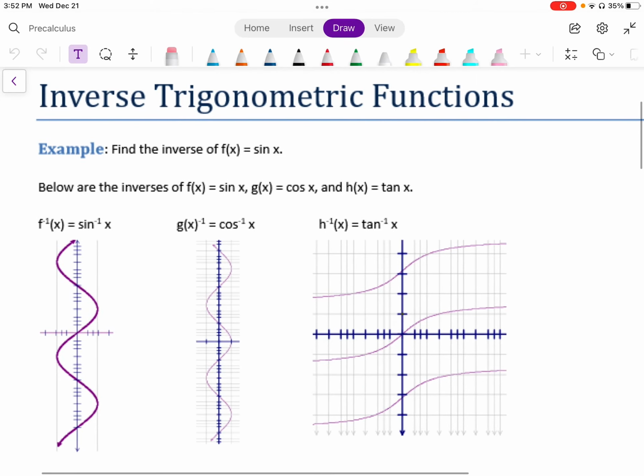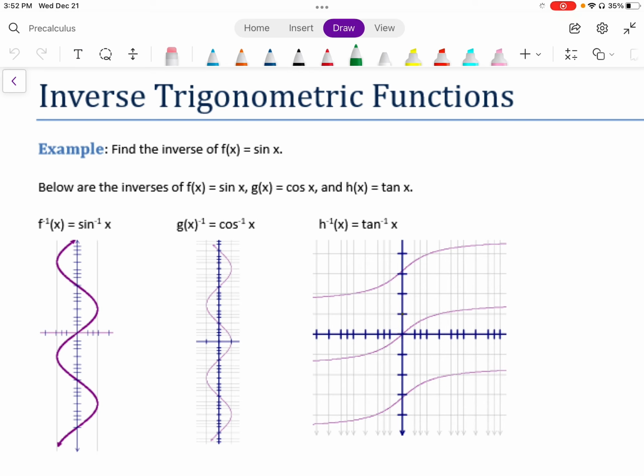In lesson 4.5, we're going to be looking at inverse trigonometric functions. This whole chapter has been about inverses, so we're going to continue to look at that and look at inverse trig functions. So there's a first example here. It says find the inverse of f of x equals the sine of x.